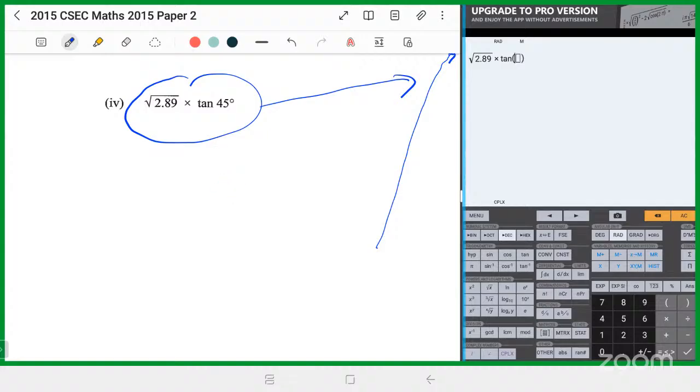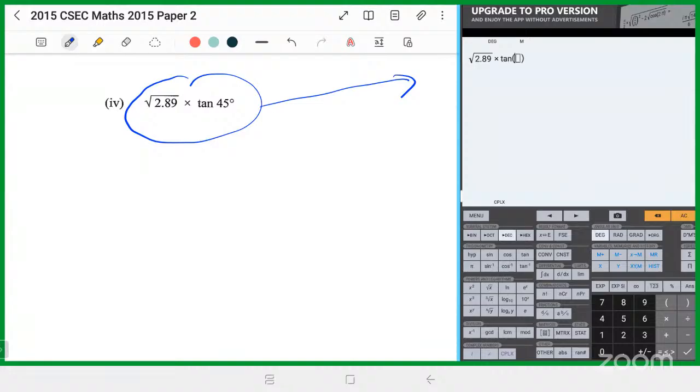You also don't want GRAD. You don't want R, you don't want G. Some calculators will have R, some will have G. What you want is D for degrees or DEG for degrees. I'm changing it back to degrees now. That's what you want. Once you're doing trigonometry, you want to make sure your calculator is in that mode.